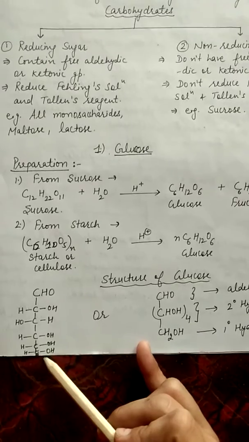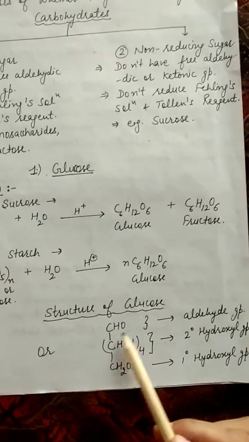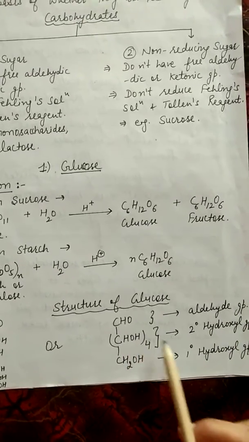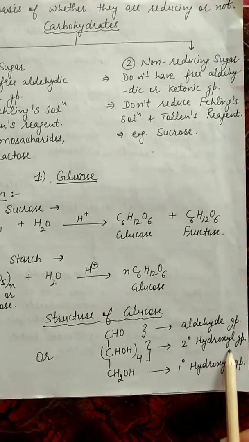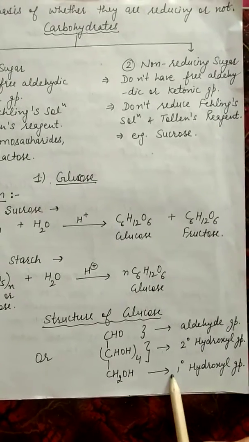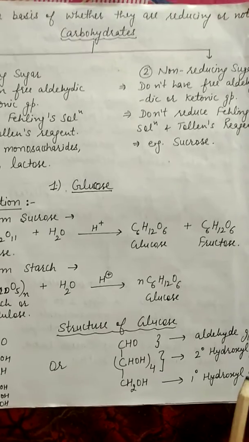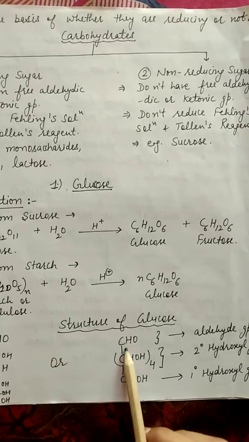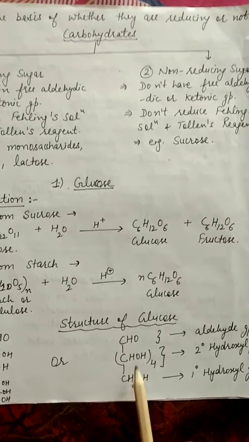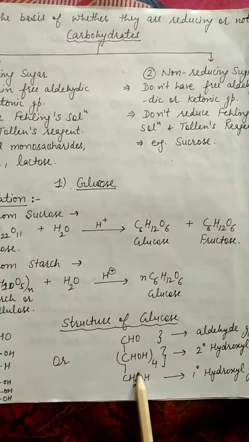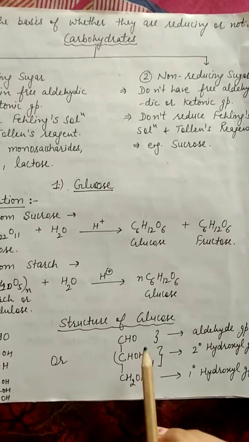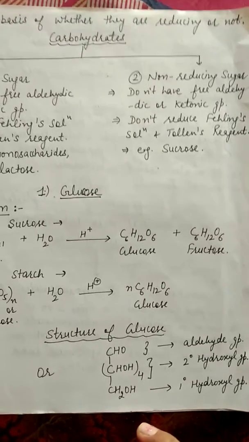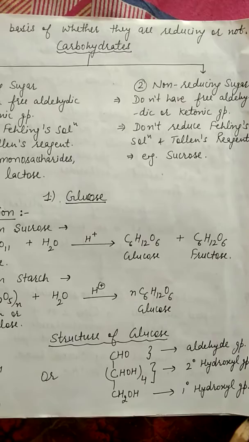It means in the structure of glucose, one aldehyde group is present, 4 secondary hydroxyl groups are present, and 1 primary hydroxyl group is present. In total, 6 carbons, 12 hydrogens and 6 oxygens are present. So glucose shows the structure of one aldehyde, 4 secondary hydroxyl groups and 1 primary hydroxyl group.